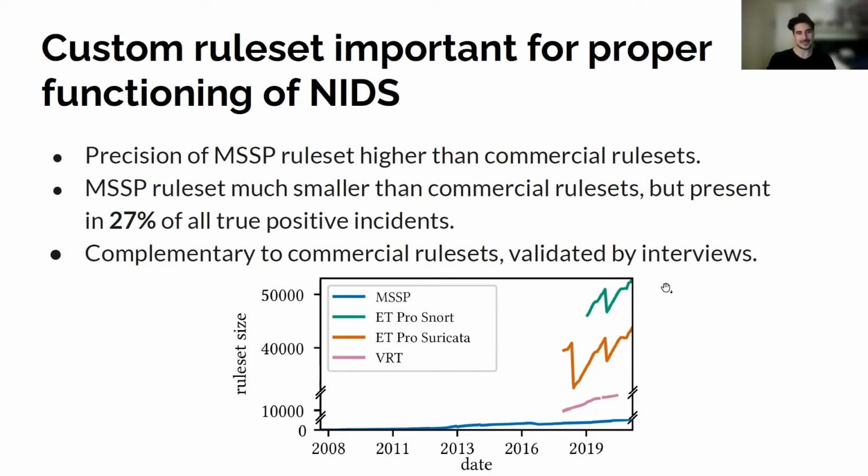So despite this rule set being much smaller, these rule sets are present in 27% of all true positive incidents. So we found then, of course, that even though the commercial rule sets have huge coverage, the MSSP rule set is very much complementary to these commercial rule sets and provides as much value, if not more, than these commercial rule sets, which is also something that was interestingly validated by the interviews that we performed.